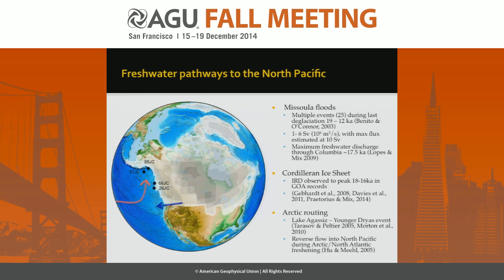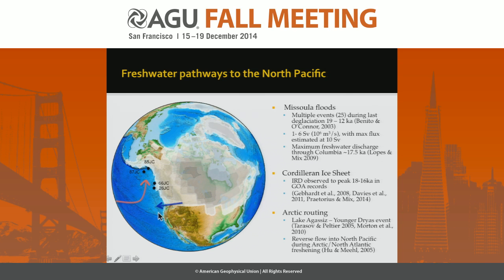We know the Missoula floods were enormous floods routing from glacial Lake Missoula down through the Columbia River. There are thought to be as many as 25 events going down through the Columbia with volumes of, say, 1 to 6 sverdrups, with a maximum volume estimated at even 10 sverdrups for one of these events. These are dated to somewhere between 19 and 12,000 years ago.